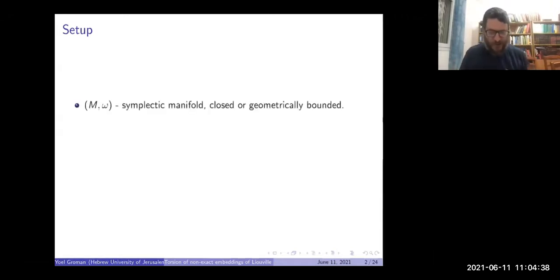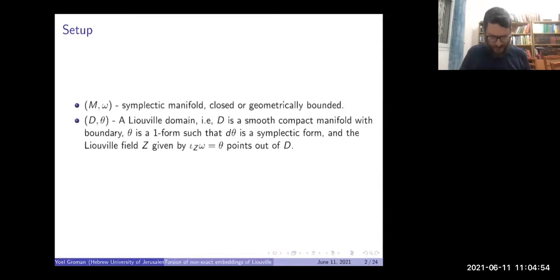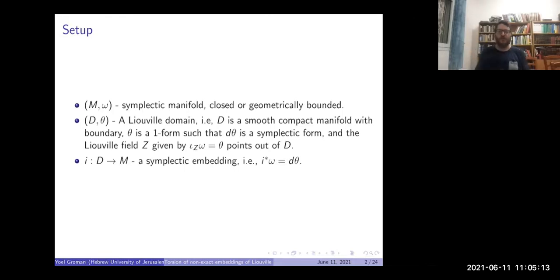Okay, so our setup is we start with a symplectic manifold. (M, omega) is a symplectic manifold, which we assume is either closed or geometrically bounded. We consider a Liouville domain (D, theta), and we consider a symplectic embedding of D into M. It's only a symplectic embedding. We cannot talk about exactness in this setting. And this is the setup we want to discuss.